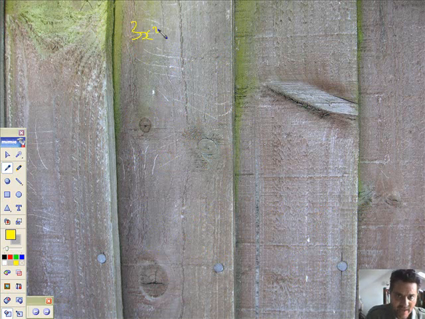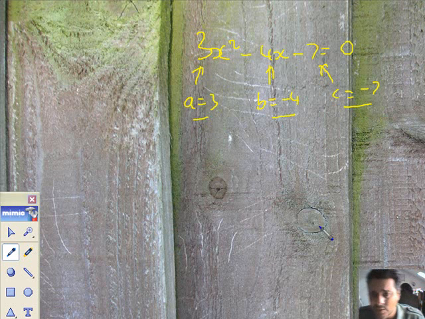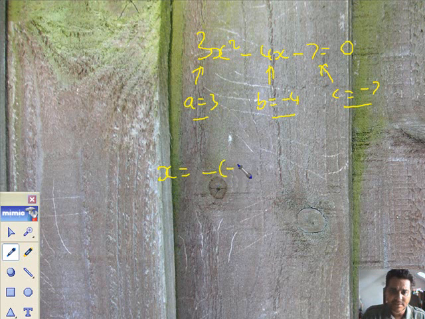I've got 3x squared minus 4x minus 7 equals 0. Let's just state up front the a's, b's and c's. So a is a positive 3, b is a negative 4, please note, and c is minus 7. So plug them into the formula. So x is going to be minus b, which is minus 4, plus or minus the square root of b squared, which is minus 4 squared, minus 4 lots of a, which is 3, multiplied by c, which is minus 7. Divide that by 2 lots of a, 2 3s.